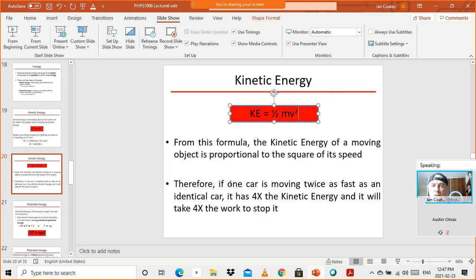Therefore, if one car is moving twice as fast as an identical car, two Honda Civics exactly the same, one car moving 50 kilometers an hour and another car, same mass, moving at 100 kilometers an hour, would you believe that the faster car now has 4 times the kinetic energy? Because if the one car is traveling twice as fast, what's 2 squared? 4. So this car now has 4 times the kinetic energy.